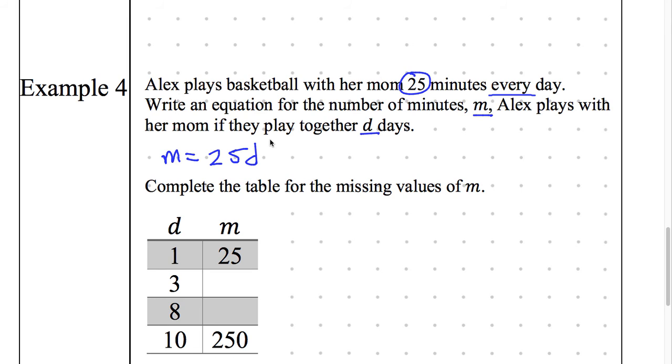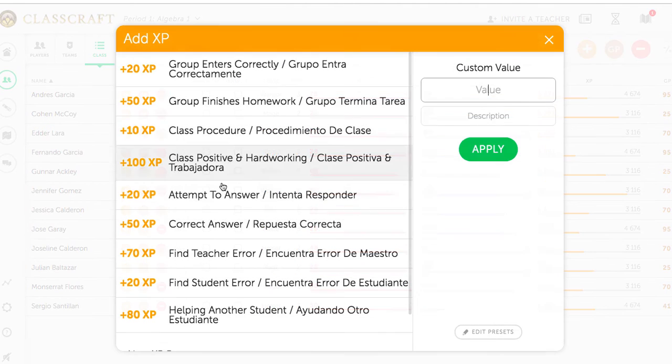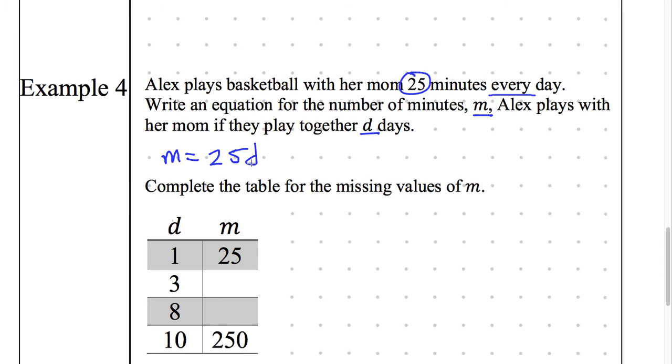Is there anyone that wants to volunteer to talk about why he's incorrect? No? And the reason for that is because he's correct. Thank you, Cohen. That is correct. So it's 25 times d. Again, the dependent variable, the variable out on the left-hand side by itself, is m because it was mentioned first. Write an equation for m in terms of d days. It's 25 times d.